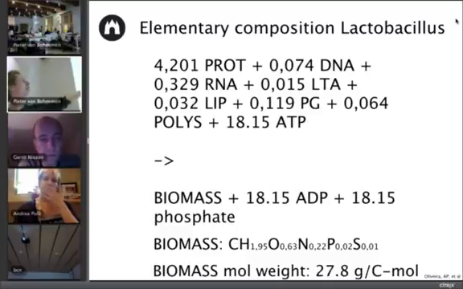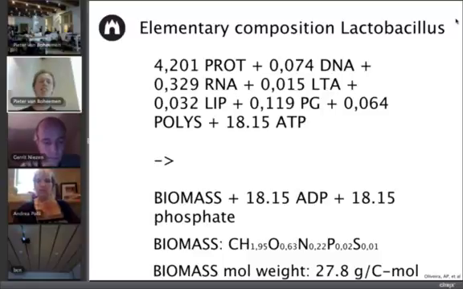Some polysaccharides, which are sugars, so there's 0.06 molars of sugar inside of the cell, and ATP, which is the energy carrier, which is one of the biggest amounts of all the molecules in the cell. ATP is present in the biggest number.